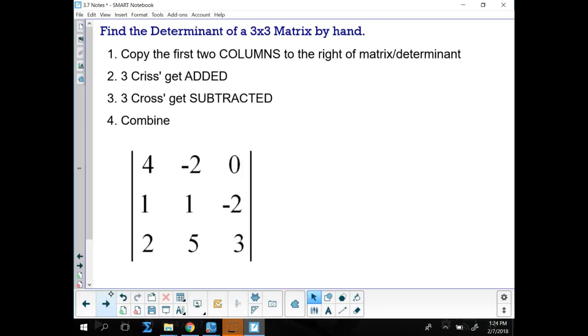3 by 3 matrices now, or 3 by 3 matrix determinants now. By hand, it's a little more complicated. Okay. But it's still going to be crisscross makes you want to jump. Okay. Same as it was with a 2 by 2 matrix. First, what I need to do is I need to copy the first 2 columns to the right of the determinant. So that's going to be 4 and negative 2, 1 and 1, 2 and 5. I need to copy those down.